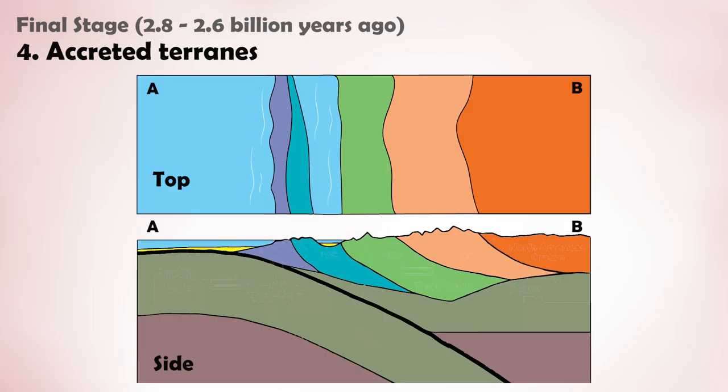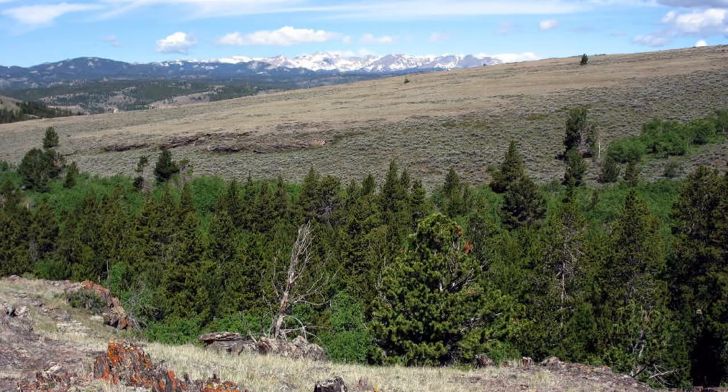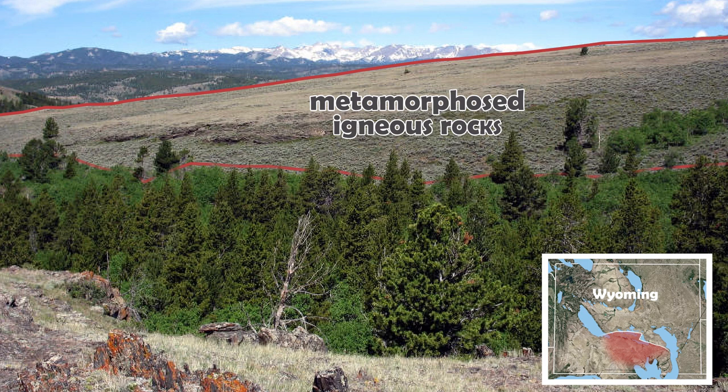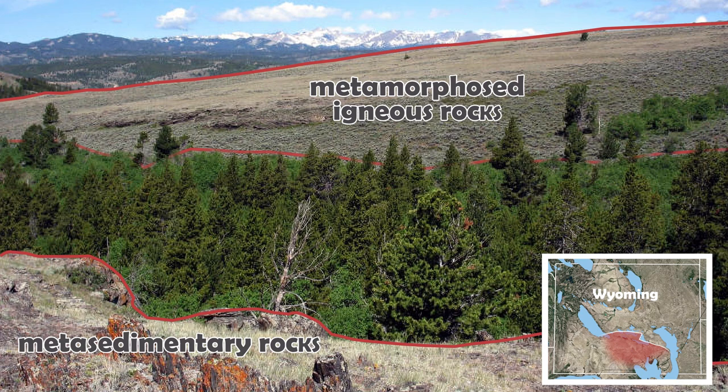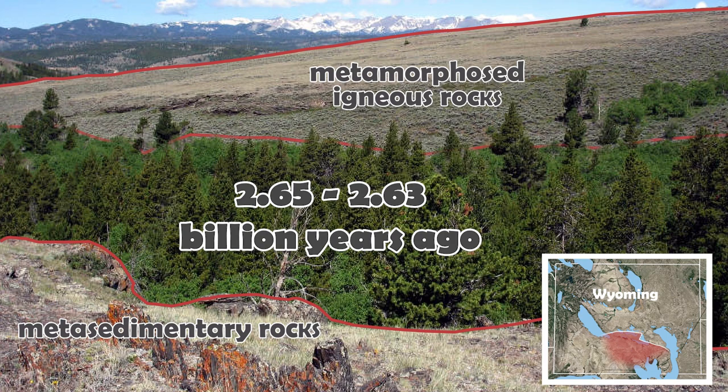Collision of smaller blocks to form large crustal tracks is called terrane accretion and is typical of modern plate tectonics. In the Wyoming craton, metamorphosed igneous rocks of oceanic affinity and immature metasedimentary rocks occur along the southern margin of the Wyoming craton, accreting to it 2.65 to 2.63 billion years ago.